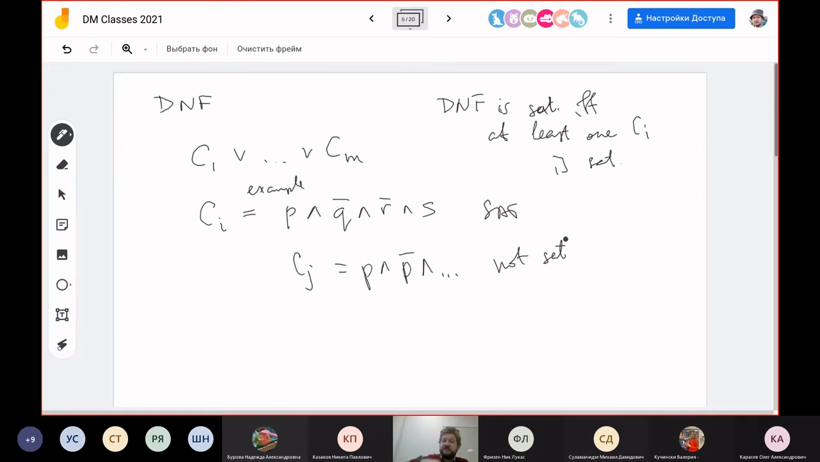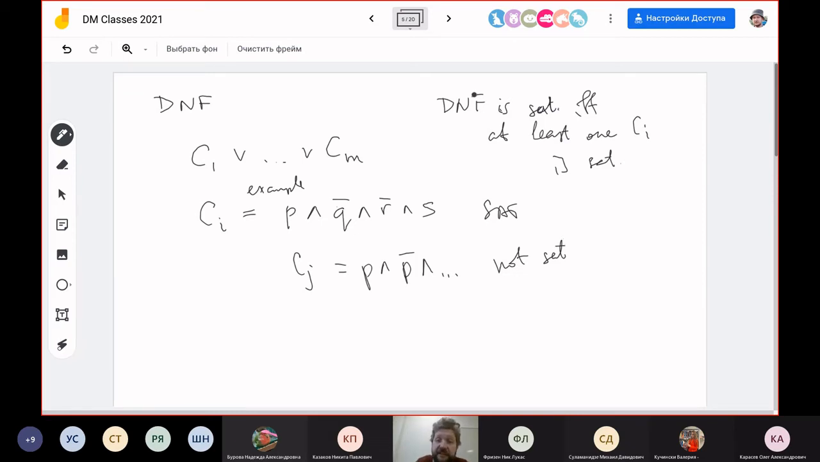It just traverses each C1, C2, C3, and for each it checks its satisfiability individually. It just checks for contradiction. If a clause is contradictory, we remove it. If it is not contradictory, it's satisfiable, and therefore the whole DNF is satisfiable.